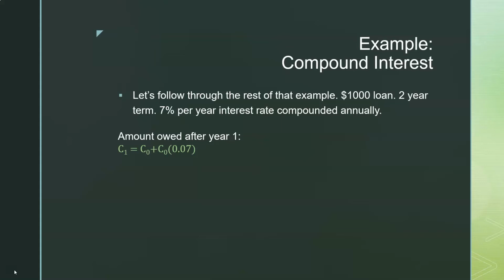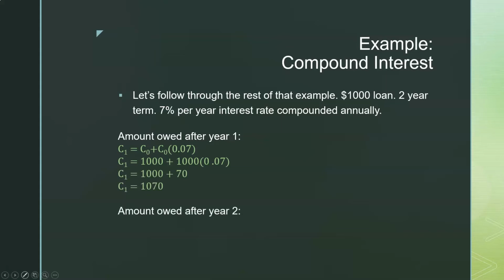So C1, or the amount owed, is equal to the initial amount plus the initial amount times 0.07. So that's 1,000 plus 1,000 times 0.07, which as we said is going to be $1,070. Now let's look at the amount owed after year 2.